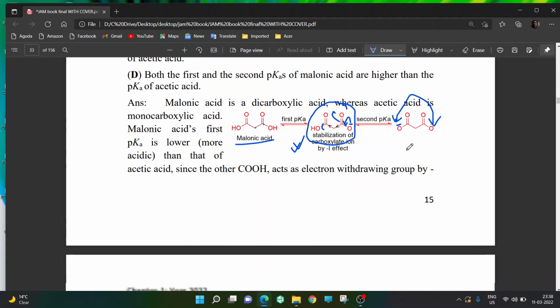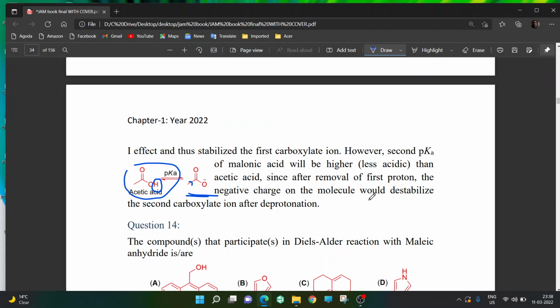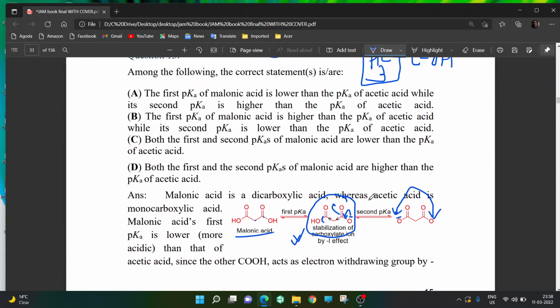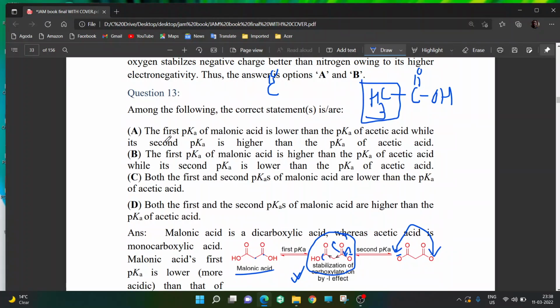So the option is, looks like I've forgotten to write the option, but we can easily find out. The option is: the first pKa of malonic acid is lower than pKa of acetic acid, that is 2. Just now we saw first pKa is lower, that means Ka is higher, so it is more acidic. It is easier to remove the first proton from malonic acid, while the second pKa is higher than pKa of acetic acid. So option A is the right answer. Okay.